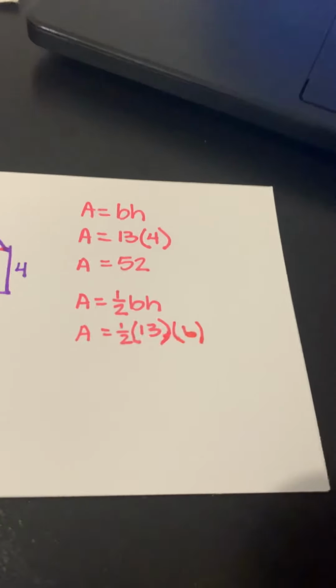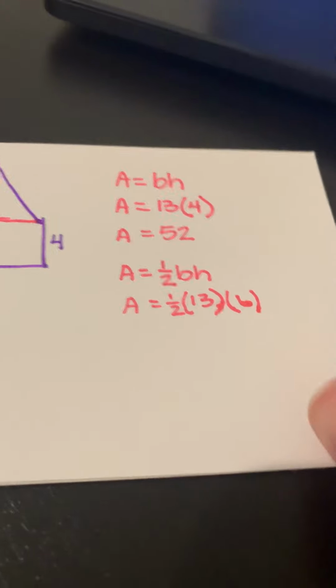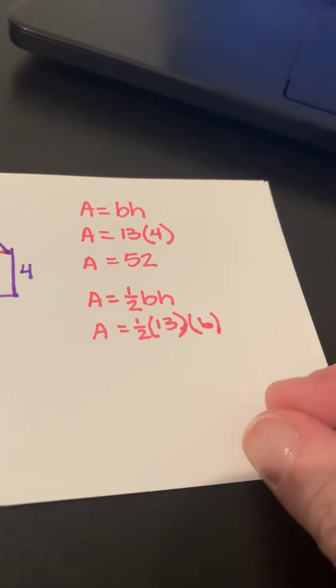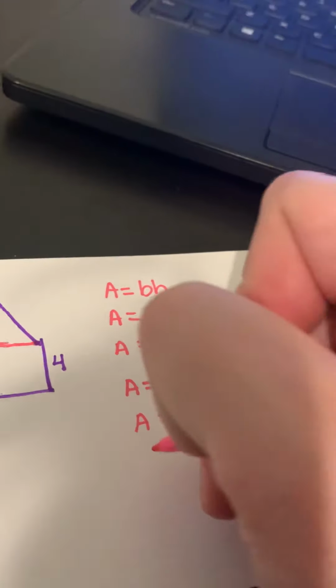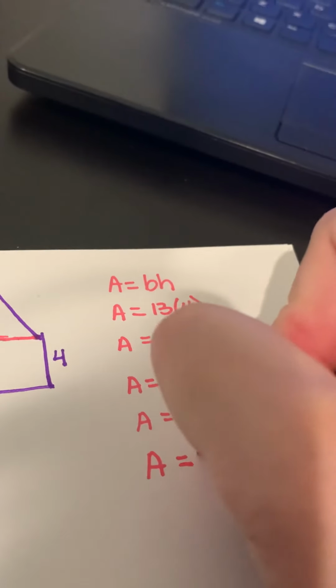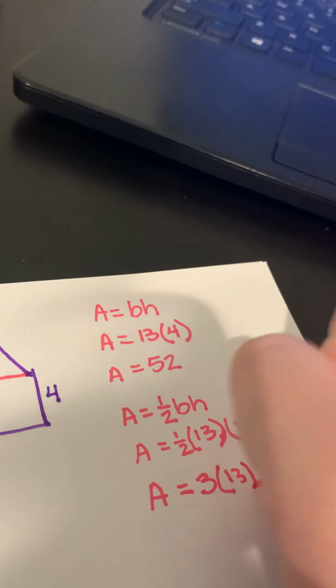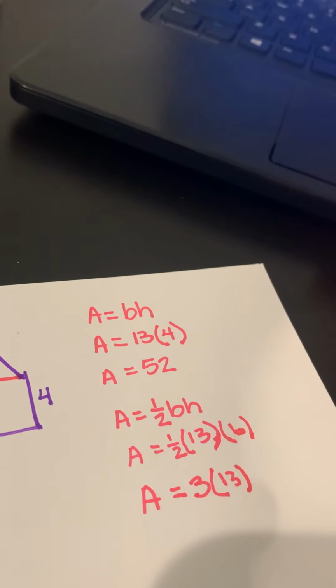Okay. So now I have to multiply. Remember, you can multiply in any order. I think it's easier to do half of 6 than it is to do half of 13. So that's what I'm going to do. 1/2 times 6 is 3. So now all I have to do is 3 times 13.